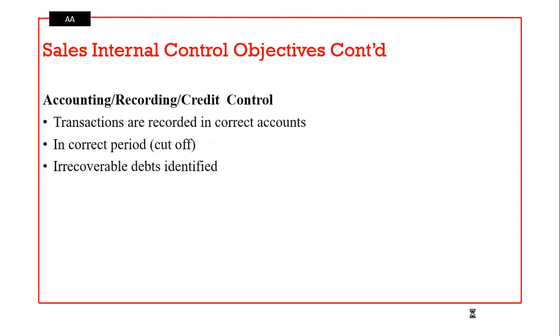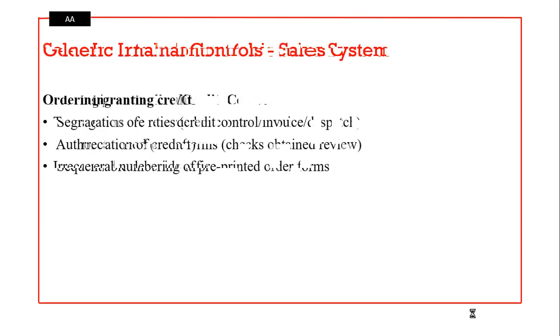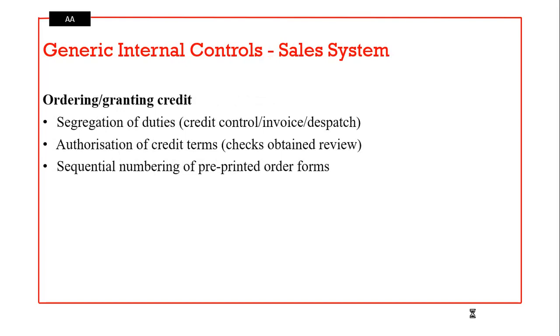We see on our objectives under accounting, you want to ensure that transactions are recorded in the correct accounts, that is classification, and that there is also respect for accruals, that is transactions are recorded in the correct accounting period. We want to ensure that the recoverable dates are correctly dealt with. All right, now what are some of the generic internal controls that we need to see under the sales system?